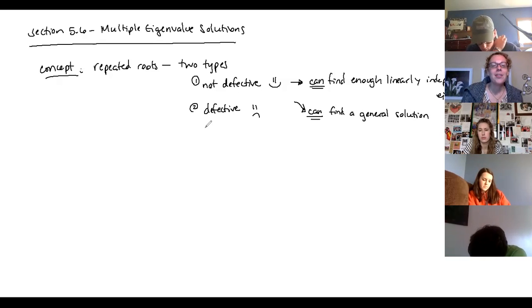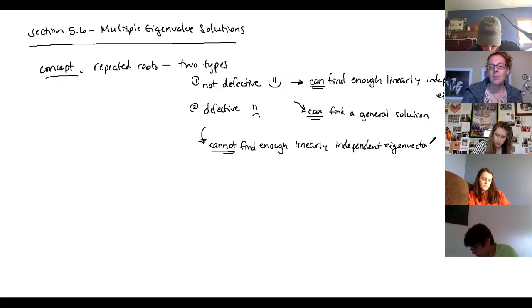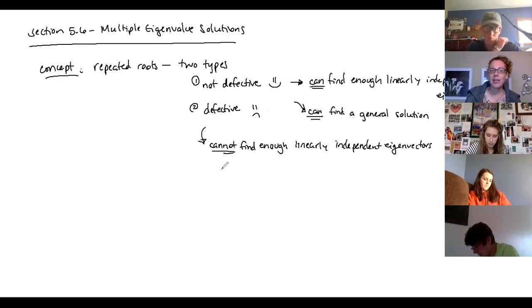The defective case comes in when we cannot find enough linearly independent eigenvectors. So that's the sad case. I'm not going to say cannot find a general solution because we can, but what we have to do is need a different method to find a general solution.